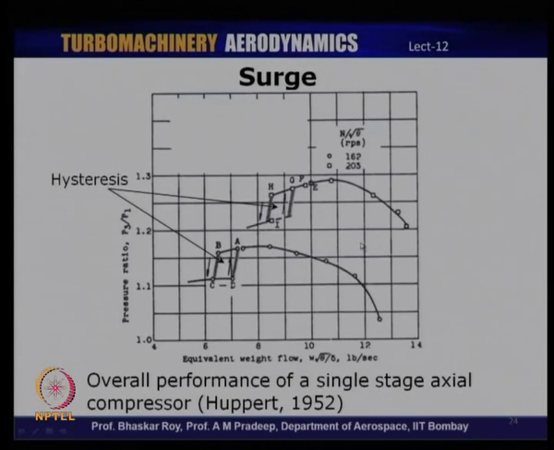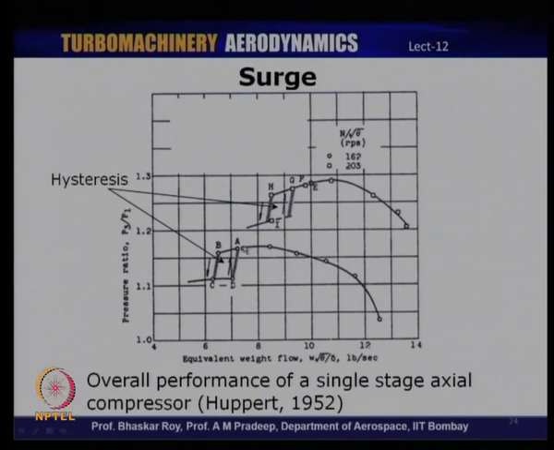So, let us now look at some examples of actual experiments which have been carried out several years ago. This is one classical example of a single stage characteristic as it is shown here. It is from a very old paper by Hubert in 1952. As you can see, it is more than 50 years old, but this is still considered to be a classical paper, because it explains a lot of the issues related to surge.